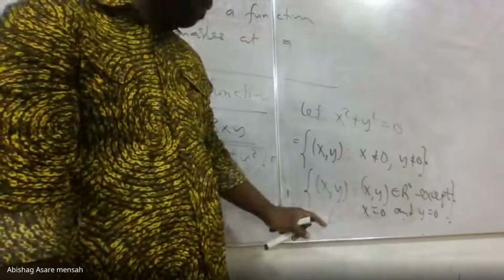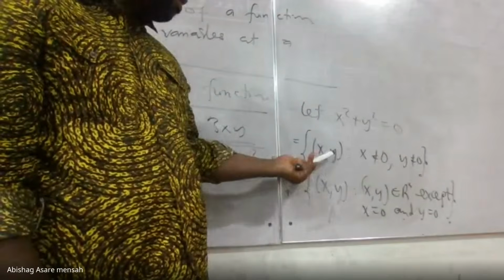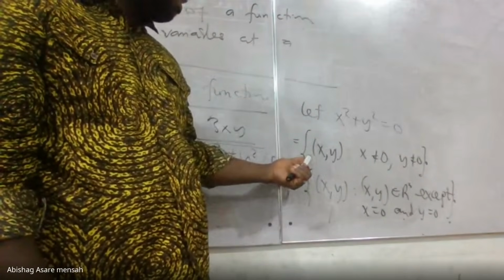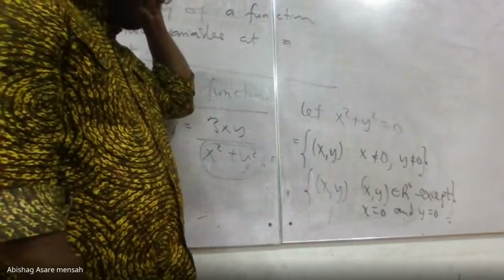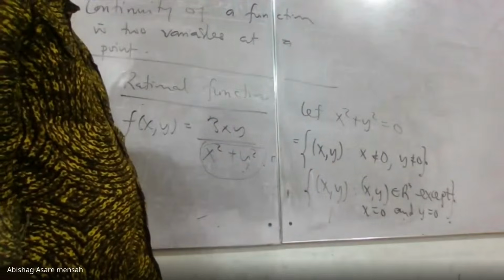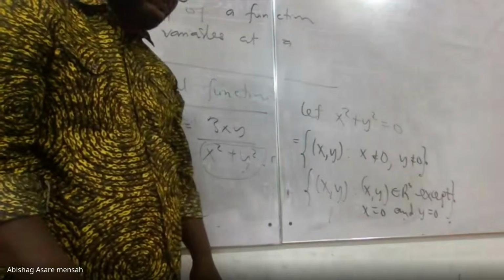Okay, so you can also say that the function is discontinuous. The function is discontinuous when x is equal to 0 or y is equal to 0.